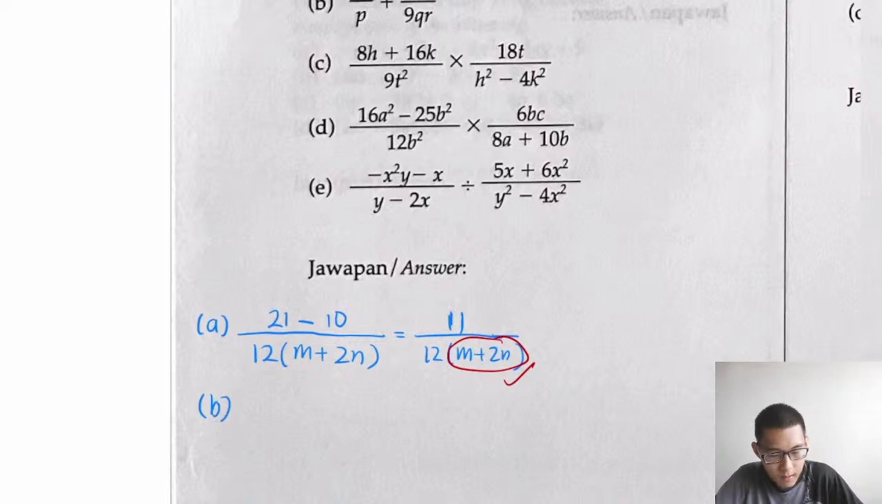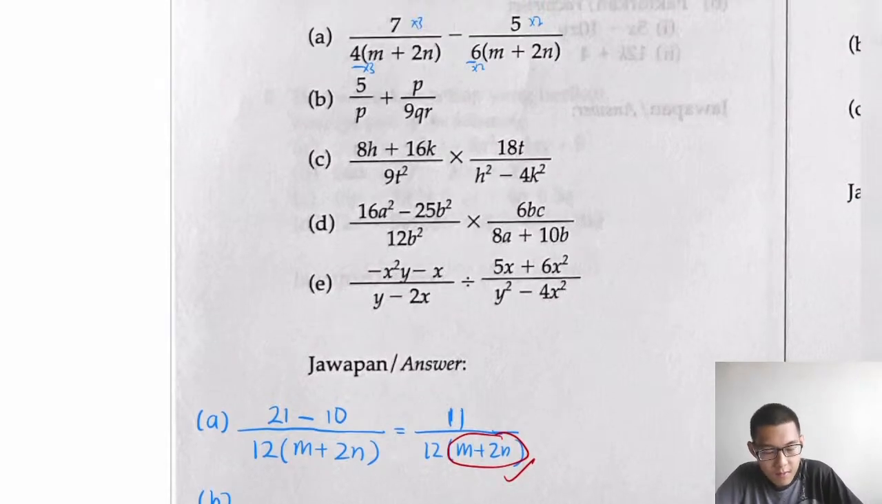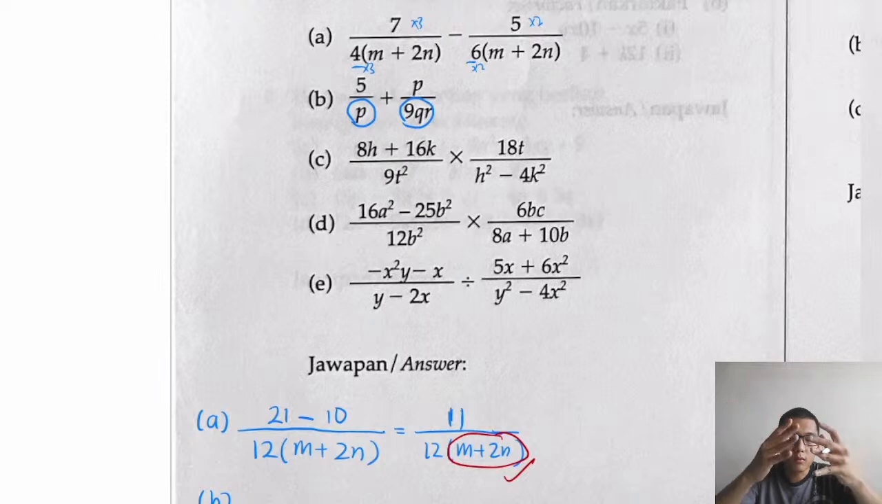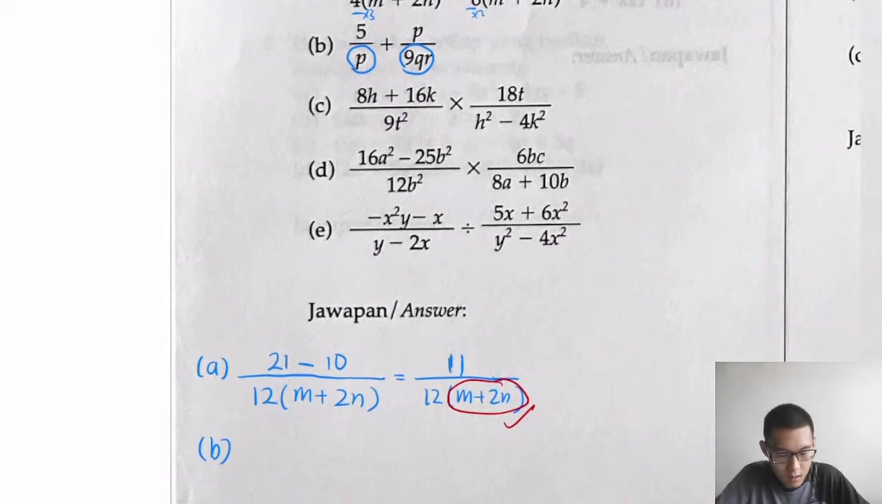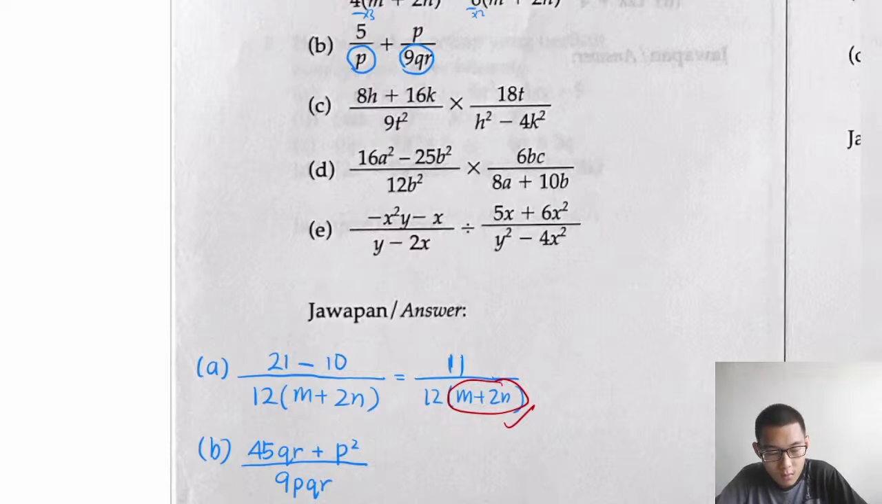For B, let's see B. We have P, we have QR. Oh yeah, so different. That means we need to cross multiply each other. So that means 5 times 9, 45 QR, plus P square over PQR, 9PQR here. So this we multiply by 9QR and this we multiply by P. So the below will become 9PQR already.